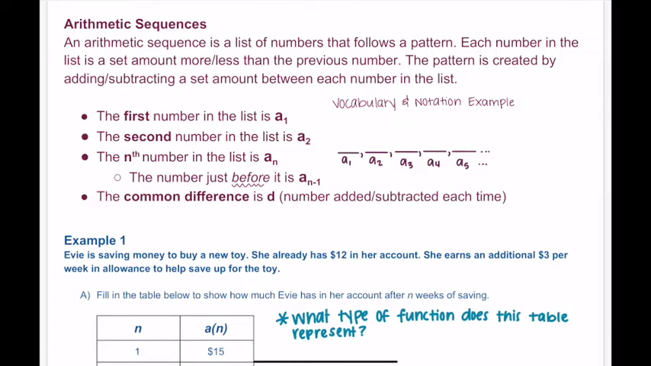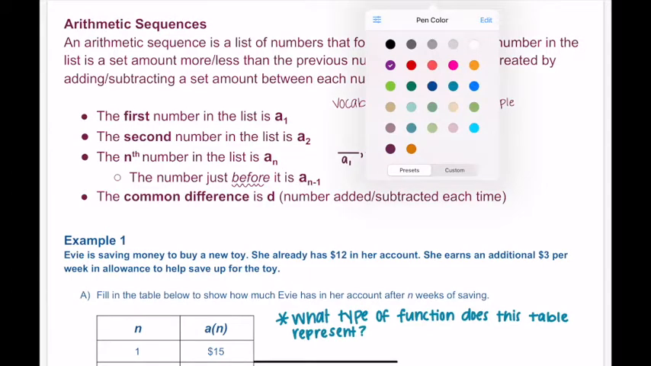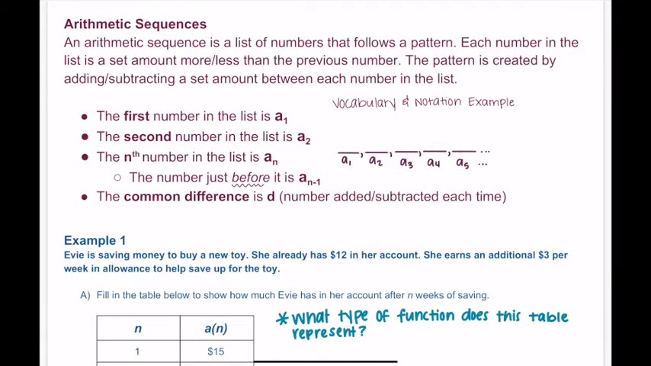First we'll just do some vocabulary. The first number in the list is A1. A sub 1, that little subscript of 1 tells you your place in line. So that's the first term. Let's say I give you the first term is 2. Then the second number in the list, A sub 2, the 2 tells us that we're second in line. And let's say I give you a 6 for that number. Then let's say we have 10, 14, and 18.